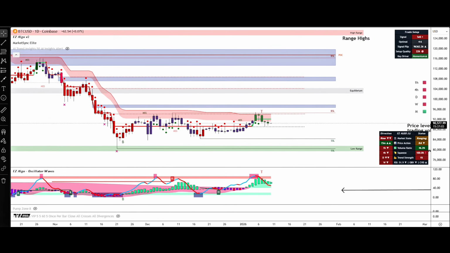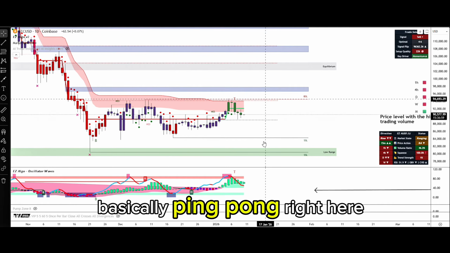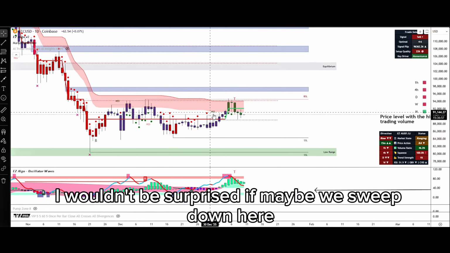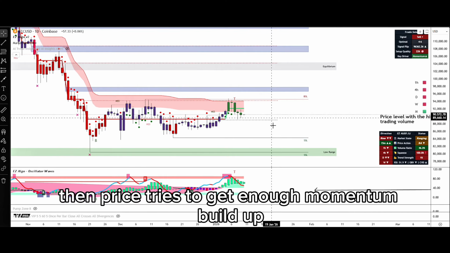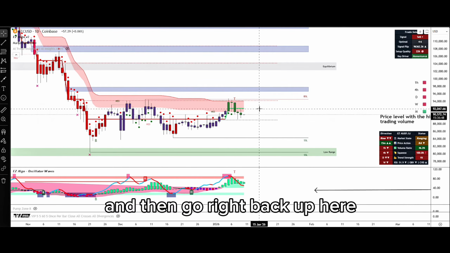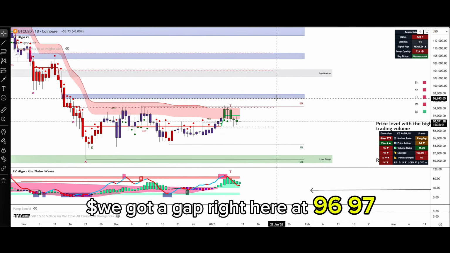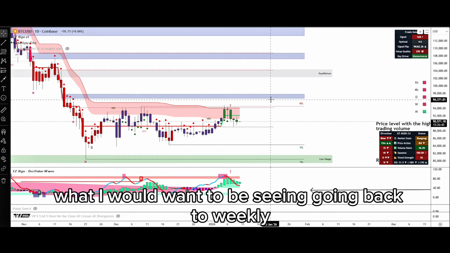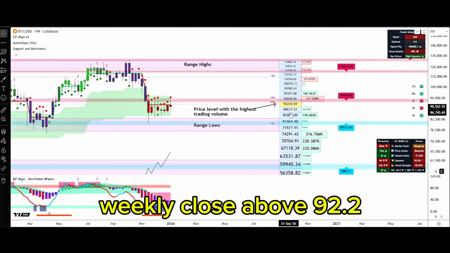So we've got some important levels right here, basically ping pong. So I wouldn't be surprised if maybe we sweep down here to the lows again, and then price tries to get enough momentum built up and goes right back up here and then tries to test these levels. So we've got a gap right here at 96 and 97. So basically what I would want to be seeing, going back to weekly, is a weekly close above 92.2.